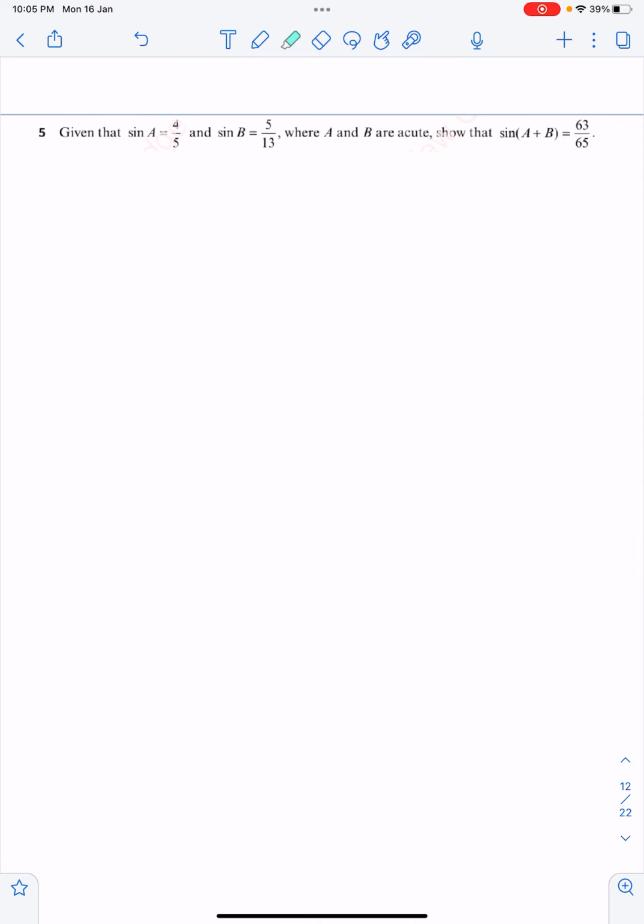They are saying given that sin of A is 4 upon 5 and sin of B equals 5 upon 13, where A and B are acute, show that A plus B equals this. Okay, so if I use the first diagram, because they've told us that it's acute, I'll make it in the first quadrant. If this is A, sin of A is 4 upon 5, that means the opposite is 4 and the hypotenuse is 5, and so this is 3.